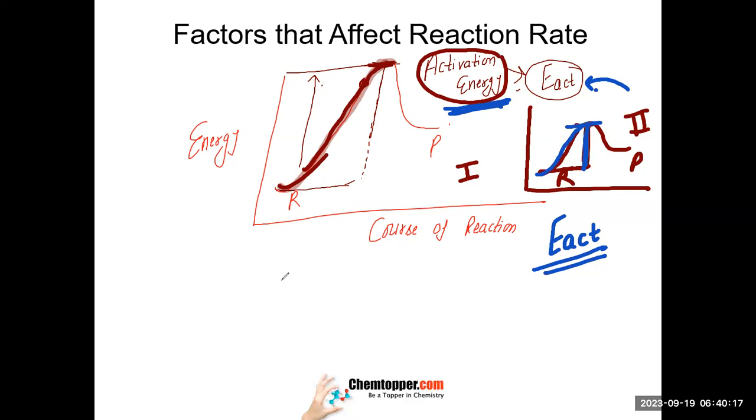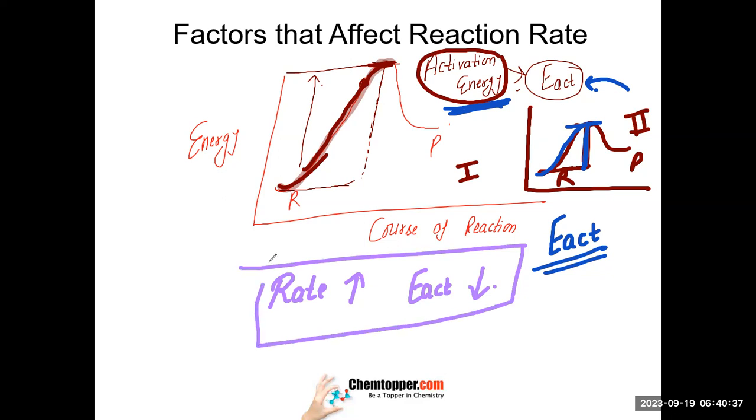So can I say the rate of reaction is higher if E activation is lesser? Can I say that, children? Yes or no? This one, write this statement. It's very important. Plenty of questions are there.